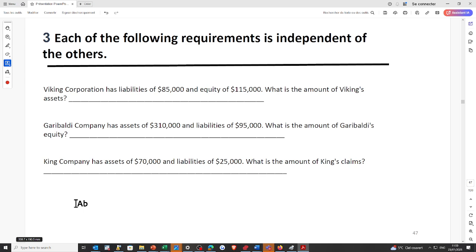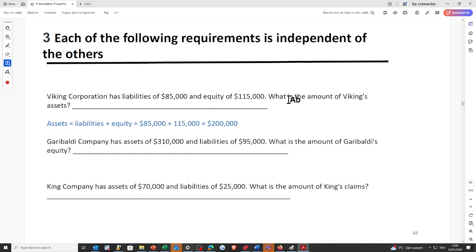You will see there are three independent transactions, right? So the first one: Viking Corporation has a liability of 18,500 and equity of 115,000. So what is the amount of Viking's assets? Okay, so now it means that you have to check what is the asset of the company, right?